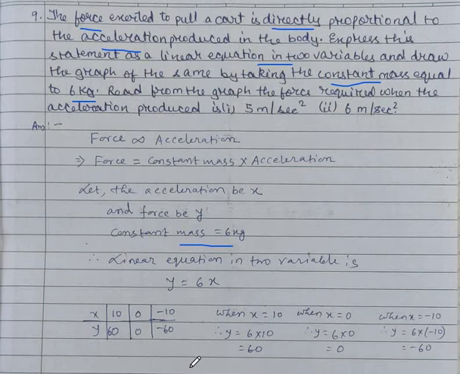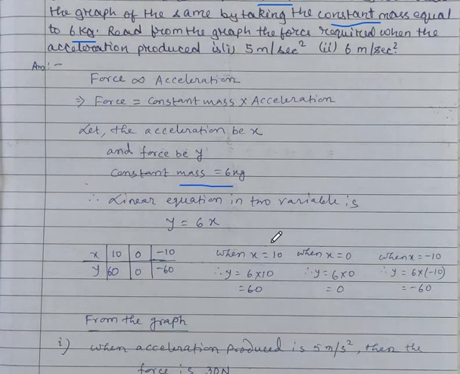So in place of x, first I am taking 10. So I made the table x, y. Minimum 3 points should be selected. When x is 10, y I am getting 60. When x is 0, y also 6 into 0, 0 only. When x is minus 10, y is minus 60. So 3 points I got: (10, 60), (0, 0), (minus 10, minus 60).